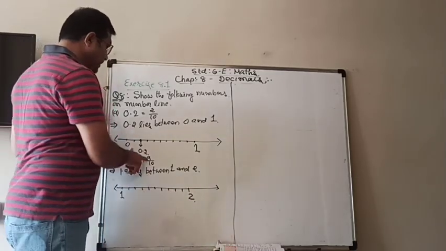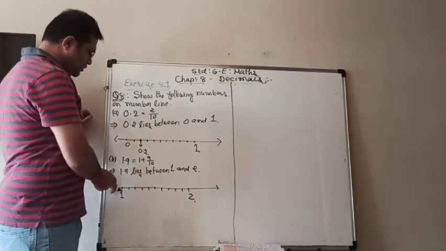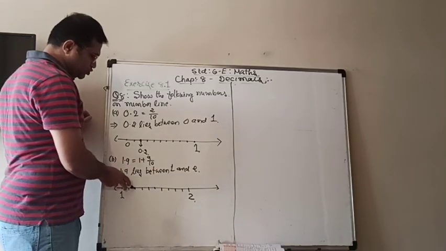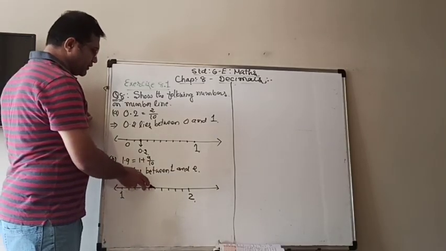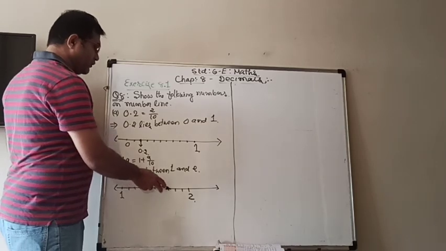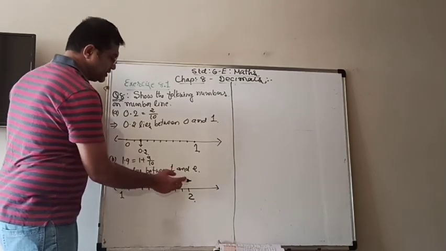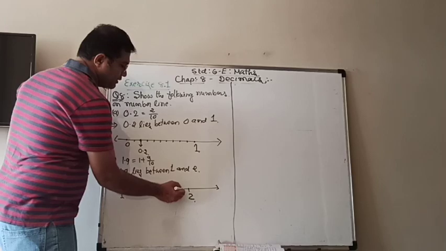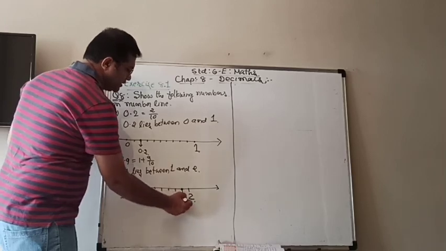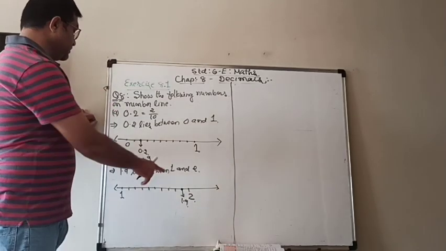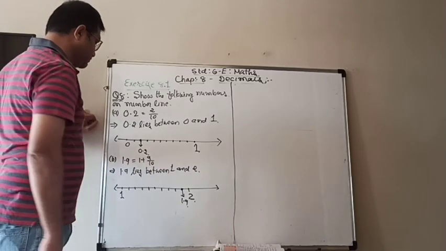Now we have to take the 9th part out of it. That is 1.1, 1.2, 1.3, 1.4, 1.5, 1.6, 1.7, 1.8 and that is our 1.9. So 1.9 can be represented at that point.